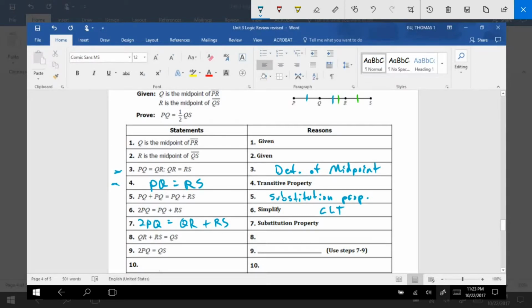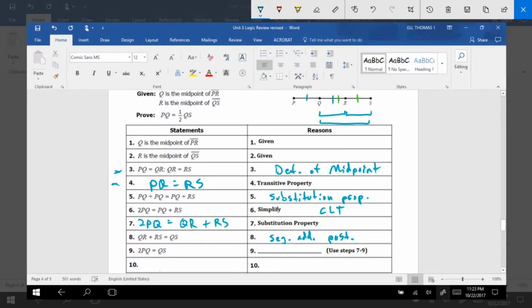All right, the next step you see, number 8, it says QR, so they're saying, take a look, QR right here plus RS equals QS. They're saying 2 parts add together to equal the whole. That is going to be the segment addition postulate. All right, and number 9, 2PQ equals QS. They're giving you a hint. Use steps 7 through 9.